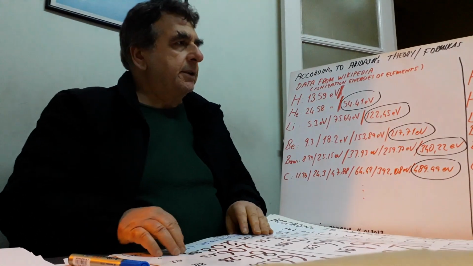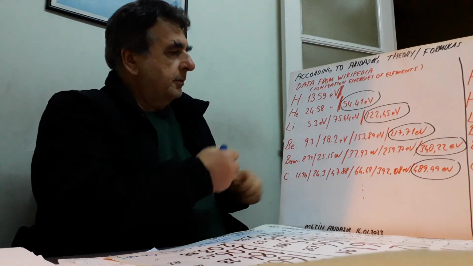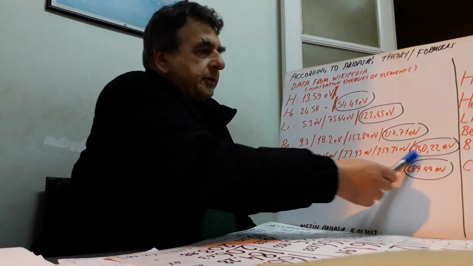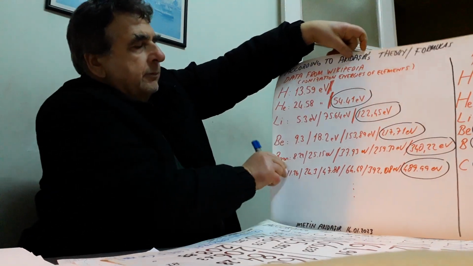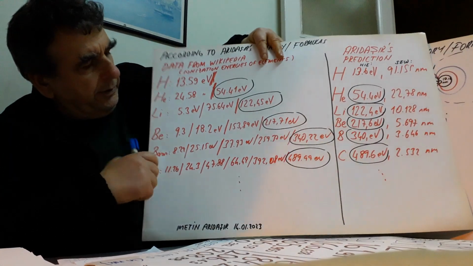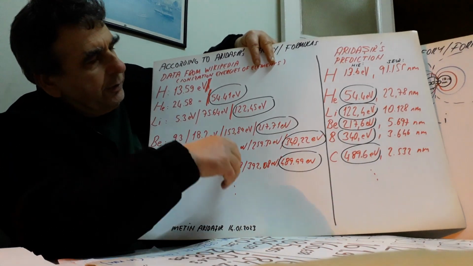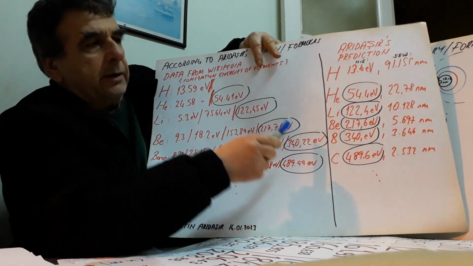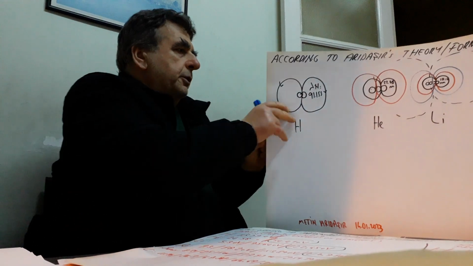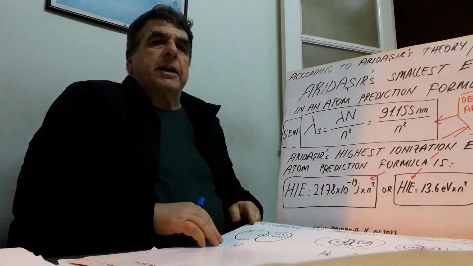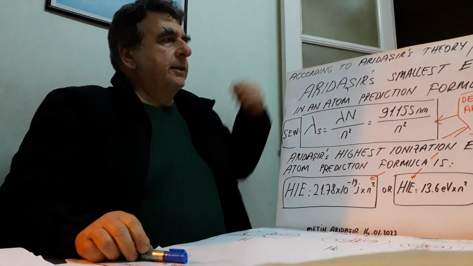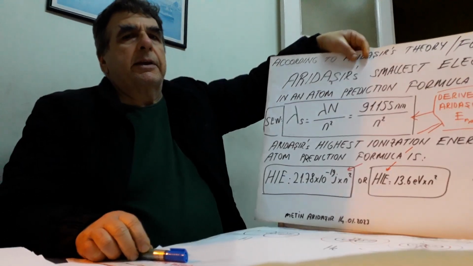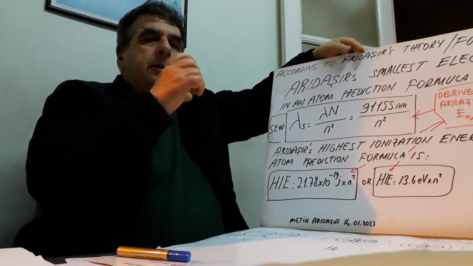Here, my theory here is boron. It has 5 protons and 5 electrons. Here, data from Wikipedia: boron has 5 ionization energies, first, second, third, fourth, and fifth. Remember, I have formulas that can predict, in all atoms, the highest ionization energy and the corresponding smallest electron wavelength.